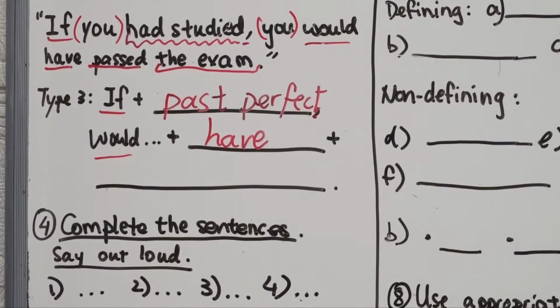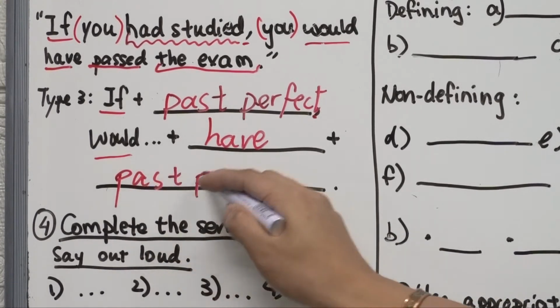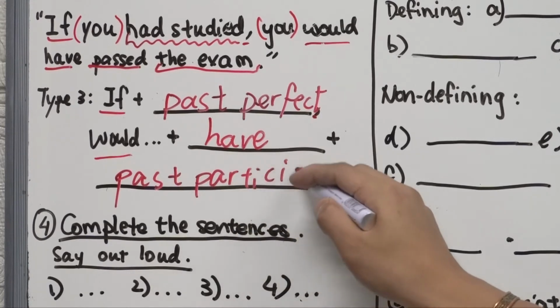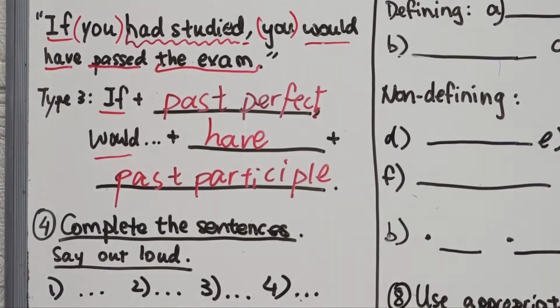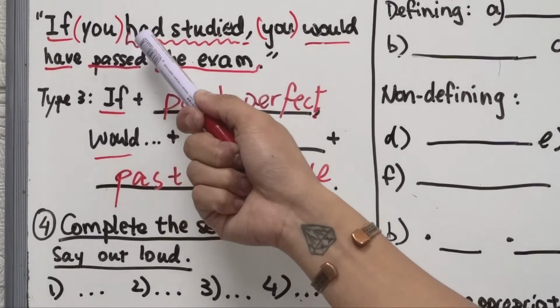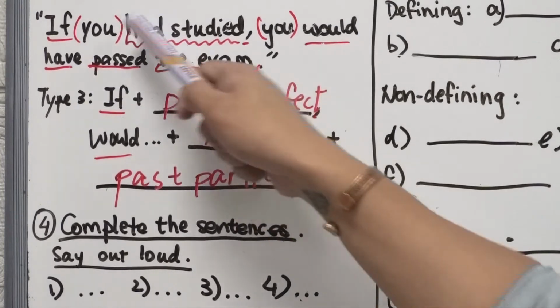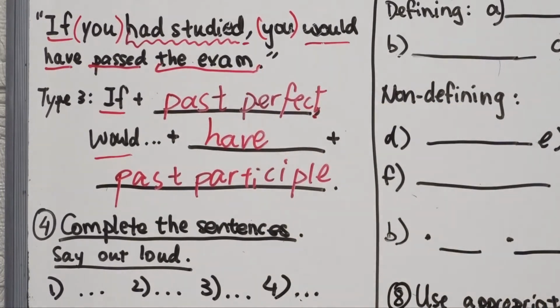We have 3 columns, right? 1, 2, 3. We have past participle. Very good, past participle, okay? So would plus have plus PP, right? Past participle. Sing, sang, sung, okay? Sung. So, if the singer had not screamed loudly, she would have sung beautifully. Okay, would have sung beautifully.